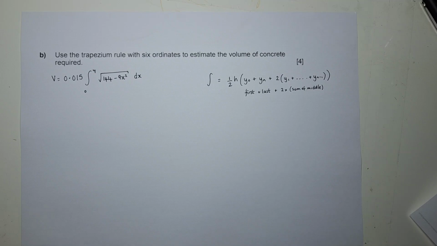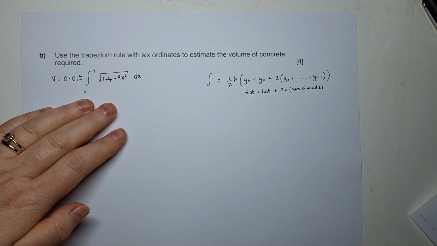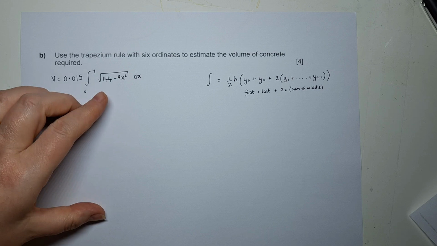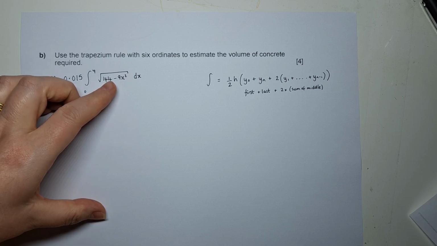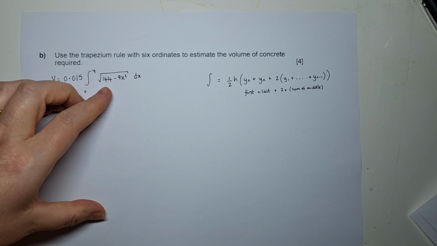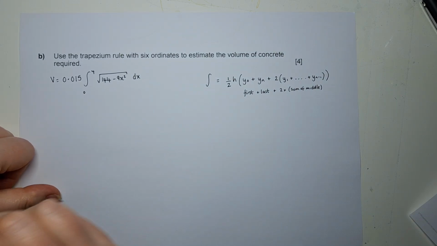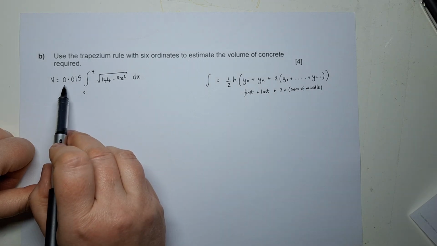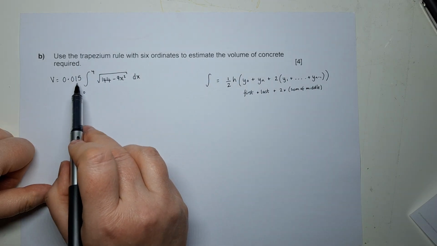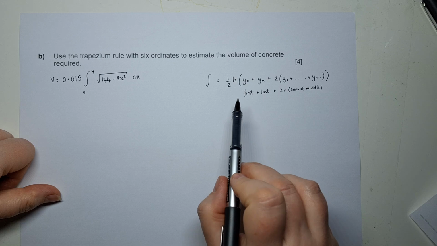Part B, use the trapezium rule with 6 ordinates, those are 6 x values, to estimate the volume of concrete required. Because this integration is not an integration we can really do. It's not a bracket rule integration because it's not linear inside. It's really difficult, so sometimes you do just use a numerical method. Okay, so we're not worrying about the 0.015 yet. We're concentrating on the thing we're trying to integrate using the trapezium rule.